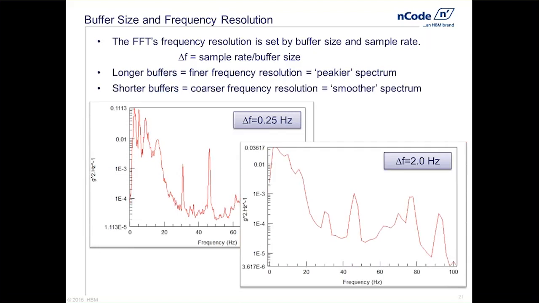So if I have a very long buffer size, that will give me a much peakier looking spectrum. We'll have much finer frequency resolution. If I have a really short buffer size, we're going to have a much more coarse frequency resolution. It's going to be smoothed out. So those will be some properties that you'll have available to you.